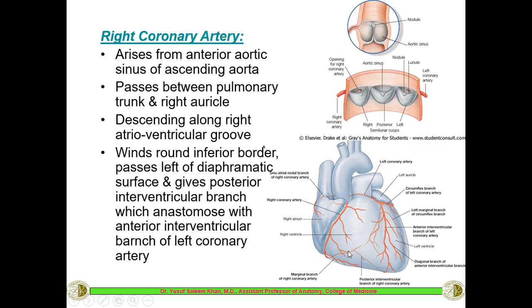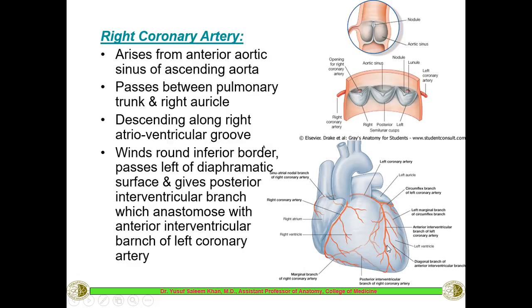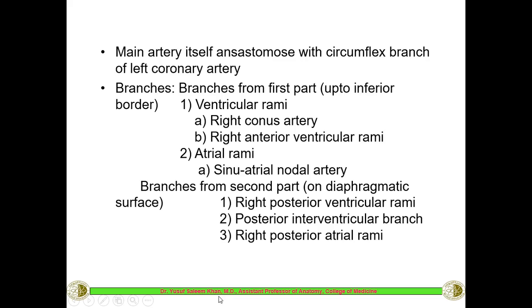So this is the posterior interventricular branch. Along with that, there is also the right posterior ventricular rami as well as the right posterior atrial rami. These posterior branches also supply the right atrium as well as the right ventricle. So these branches will be called the right posterior ventricular rami as well as the right posterior atrial rami. So all these are some of the branches from the first part and the second part of the right coronary artery.